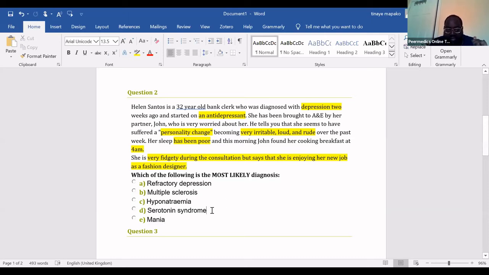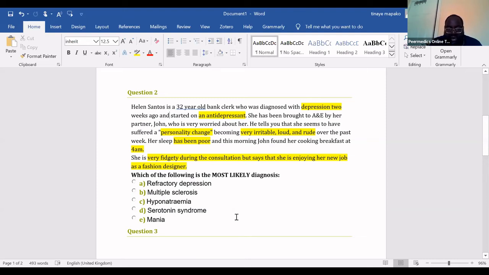Serotonin syndrome would happen over a shorter period of time. Multiple sclerosis isn't good. I guess it's trying to get at the idea that the person has had a personality change, but we'd be more thinking of a set of random lesions which are separated in location and time. So that's why B is an inappropriate answer.